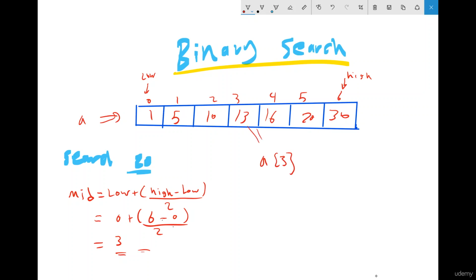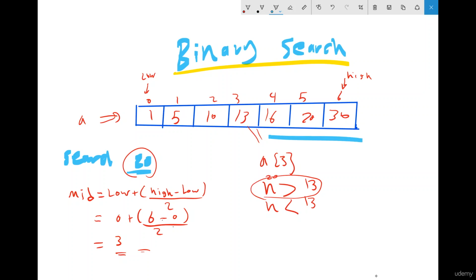A[3] is 13. It says, okay, is the number I'm searching for greater than 13 or less than 13? The number you are searching for is 20, and 20 is greater than 13. If the number is greater than the mid, just look at the values above it. I'm sure my number is greater than 13 and the data is ordered, so why should I go to this side? I already know my number is not on this side.